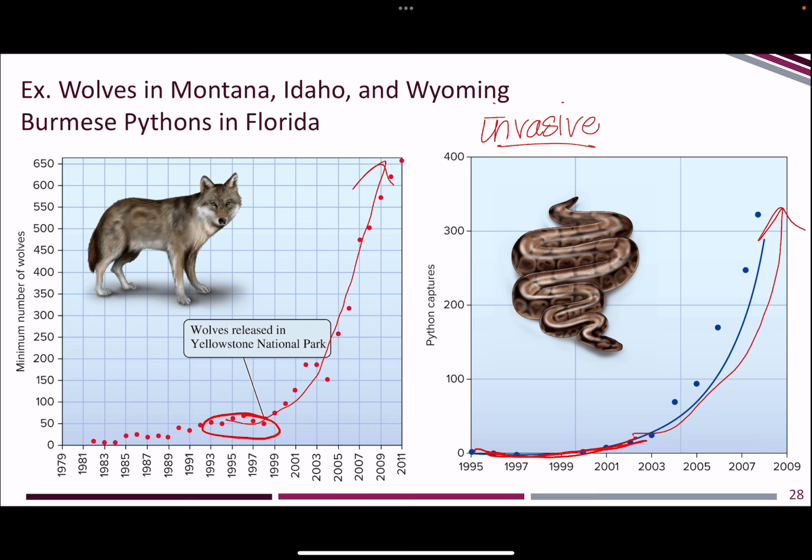These organisms have no natural predators. They have abundant prey because the animals that they are preying upon do not have defenses against these, because they didn't evolve defenses against these, because the pythons were not historically in this area.